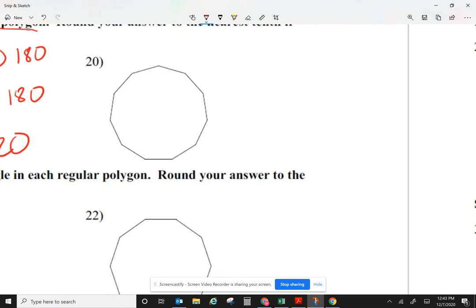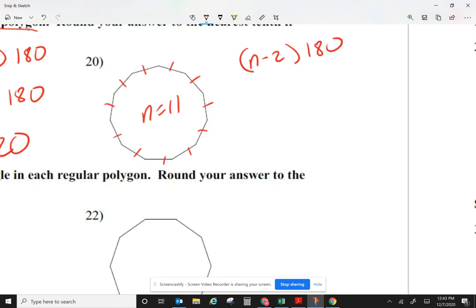Let me find out how many angles on the inside I have. It's easier for me to count the sides. I'm going to say 1, 2, 3, 4, 5, 6, 7, 8, 9, 10, 11. Let's say n equals 11. That's how many sides, because it's the same amount of angles. So there are 11 angles. Now, remember the formula: n minus 2 times 180.